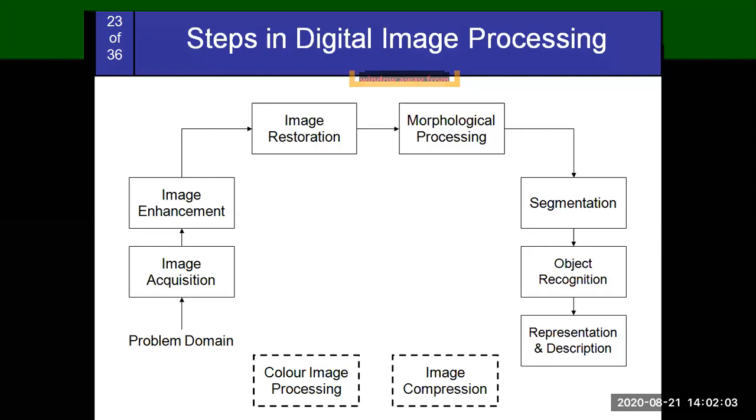Problem domain means the scene element. Whatever we have to capture and take the picture of, that scene element is called the problem domain. From this problem domain, the first fundamental step is image acquisition. Already in the previous class we have discussed the acquisition process. In the acquisition process there is acquisition equipment, and with that equipment either we can take an analog image or a digital image. Most probably we take a digital image, since we are in digital image processing.